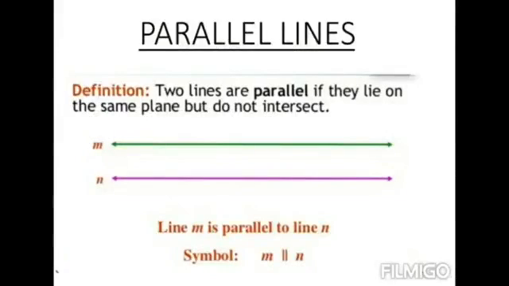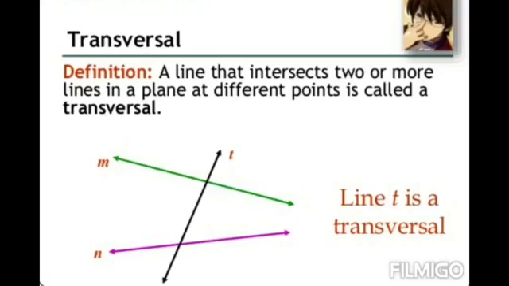Next topic is parallel lines. Two lines are parallel if they lie on the same plane but do not intersect. Here we can see line M is parallel to line N. Next topic is transversal. A line that intersects two or more lines in a plane at different points is called a transversal. Here we can see T is a transversal. It intersects lines M and N at different points.